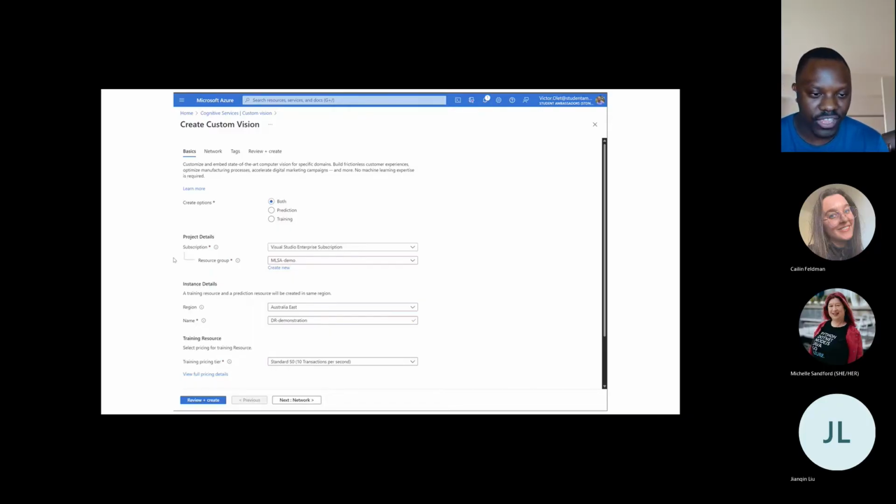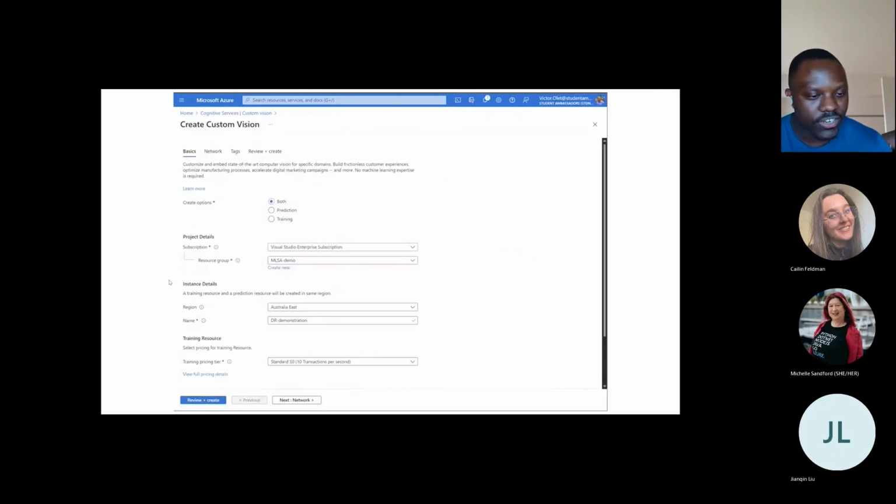And so typically as a student, I'm sure there's the student subscription. I'm using, as a student ambassador, I have access to the Visual Studio Enterprise subscription, which allows me a bit more functionality, but generally you can do the same thing on a free one. And you need to give all your resources a resource group, so that they're collated. I had one already created as an MLSA demo.